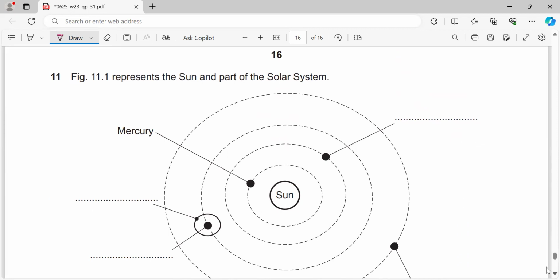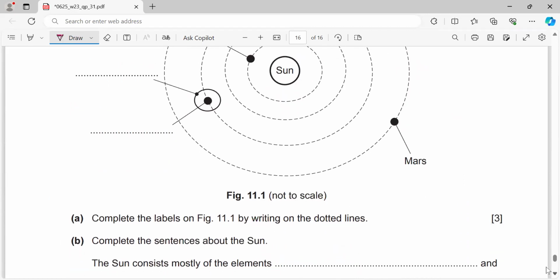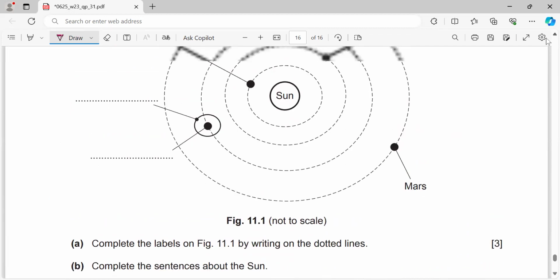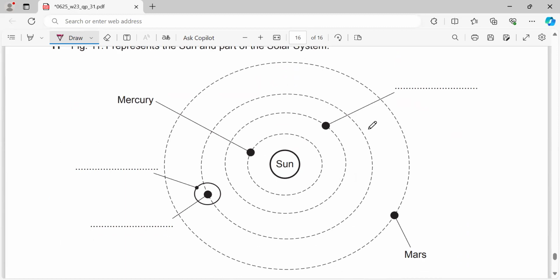11, figure 11.1 represents the sun and part of the solar system. Complete the labels on figure 11.1 by writing on the dotted lines. So this is Venus, yeah, Venus, and then this is, of course, the Moon, the Earth's Moon, and this one, the Earth.